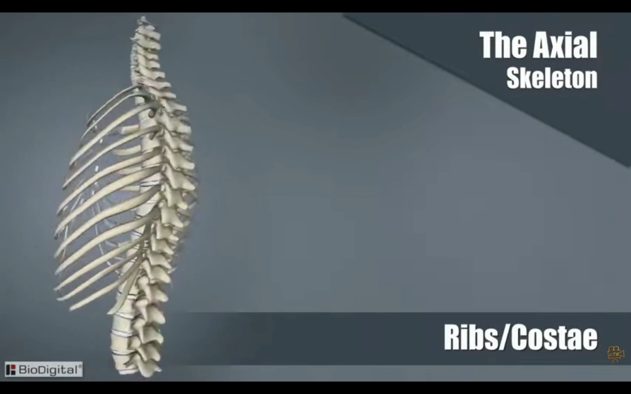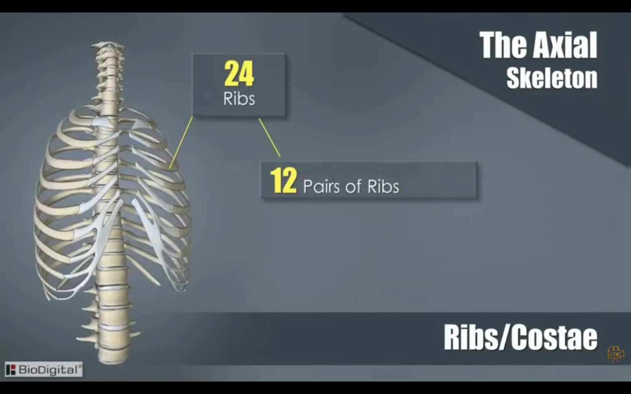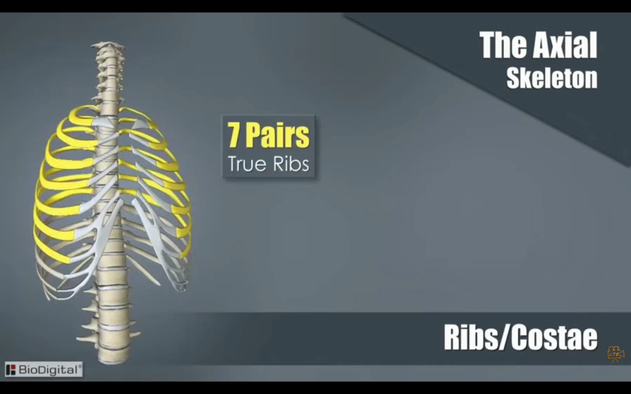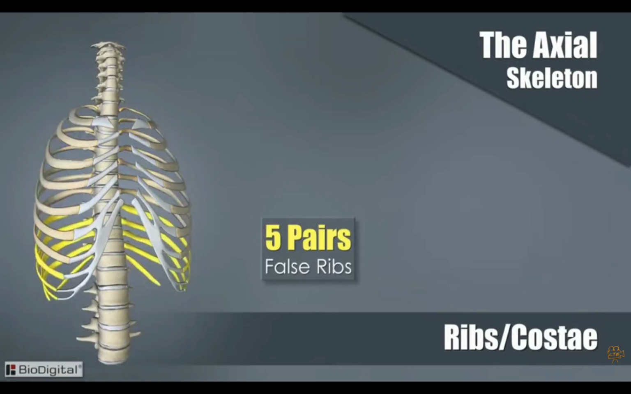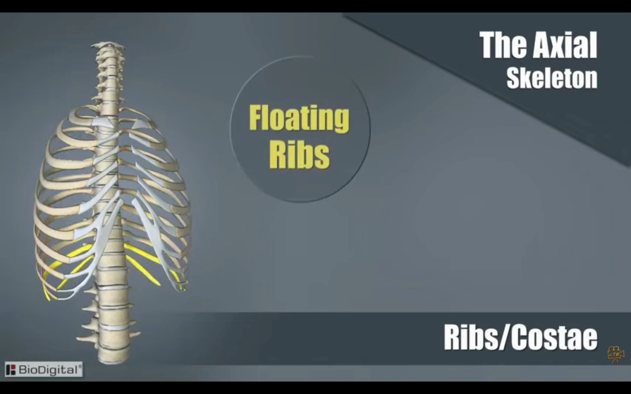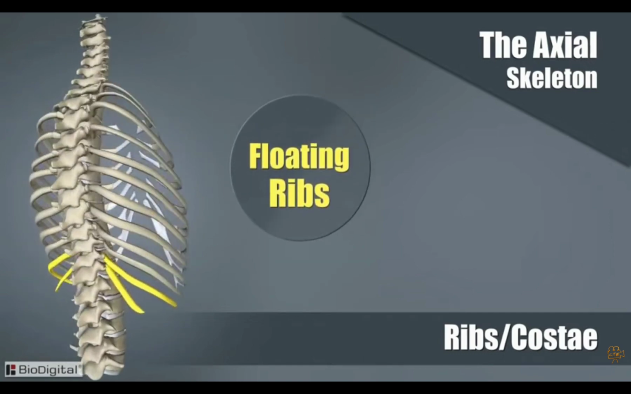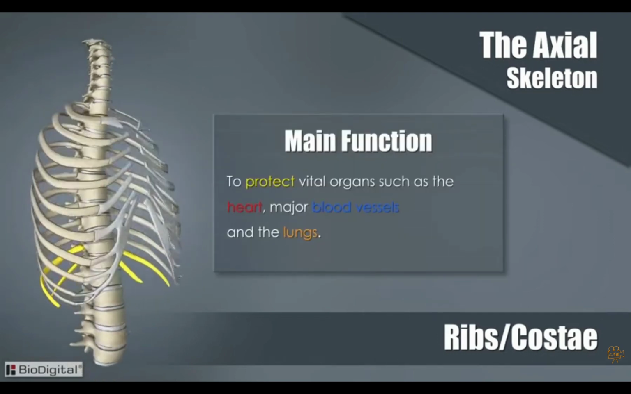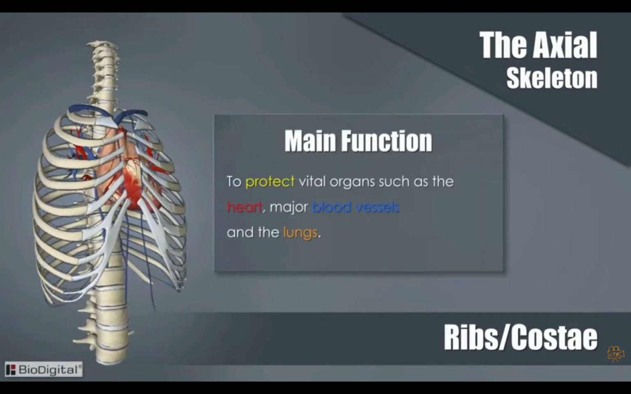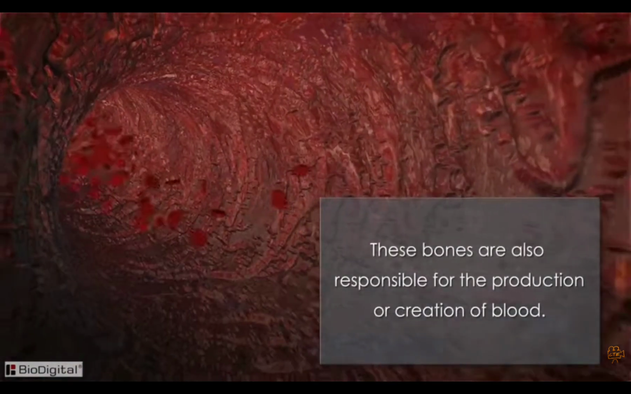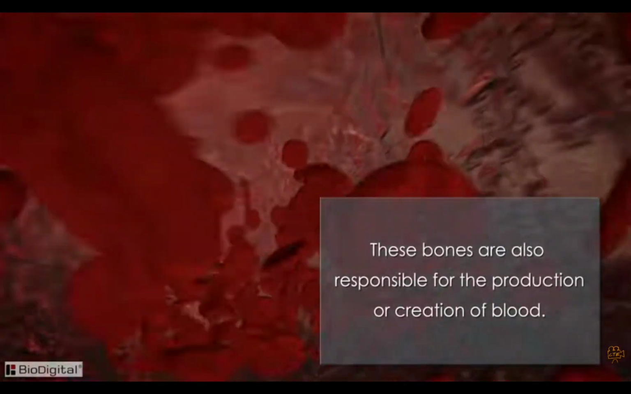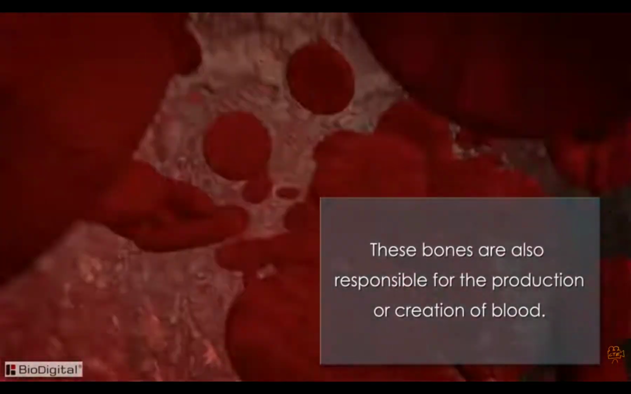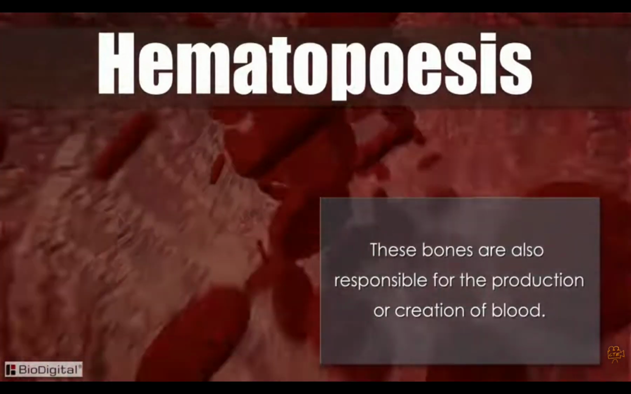The costae, or ribs, are composed of 24 ribs, or 12 pairs of ribs. There are 7 pairs of true ribs and 5 pairs of false ribs, of which the last 2 pairs are called the floating ribs. The rib's main function is to protect vital organs such as the heart, major blood vessels, and the lungs. These bones are also responsible for the production, or creation of blood. The medical term for this is hematopoiesis.